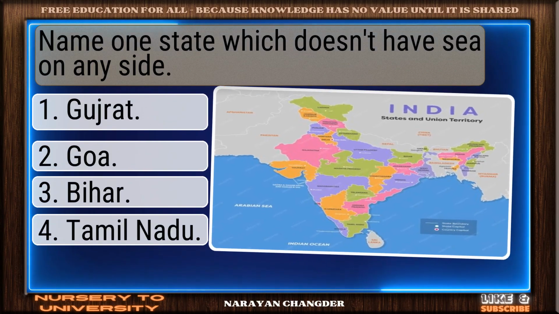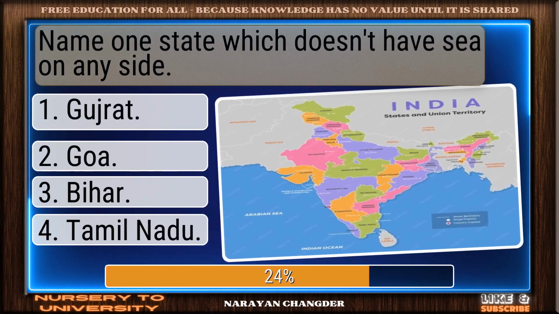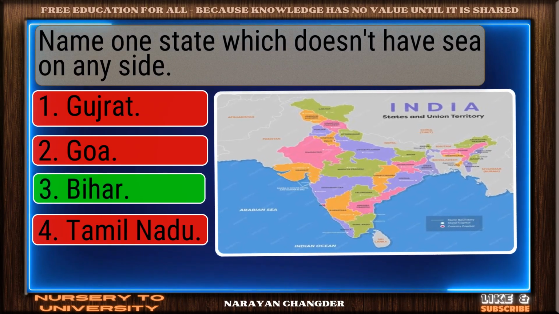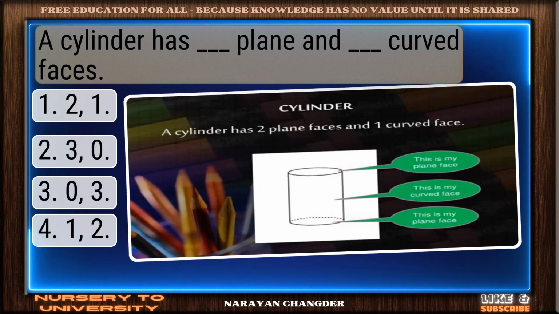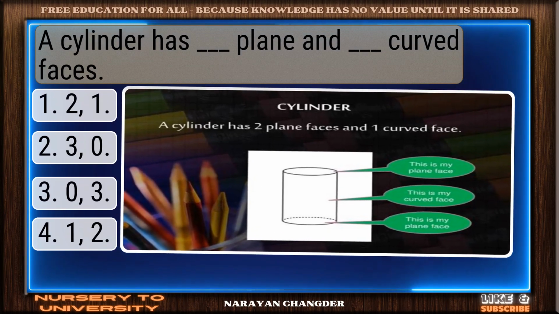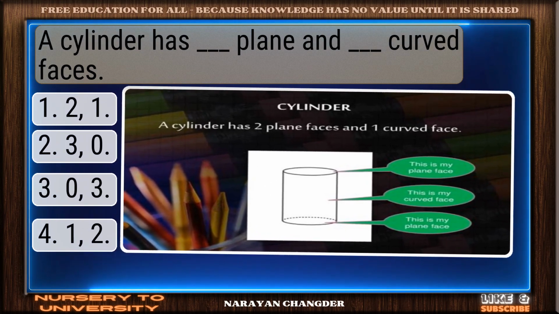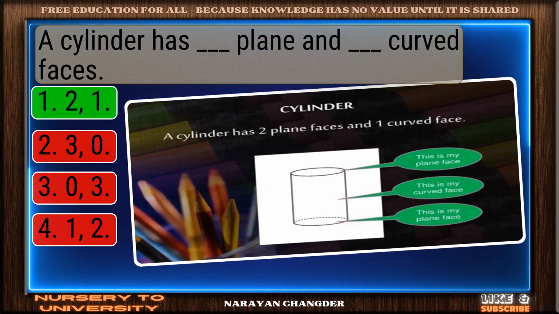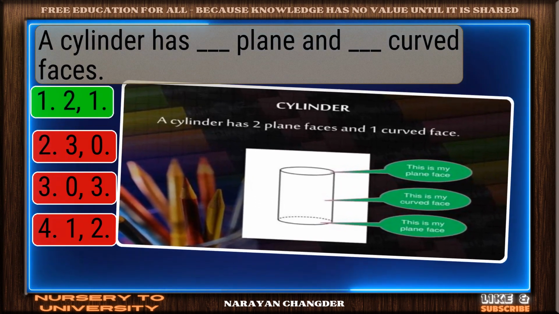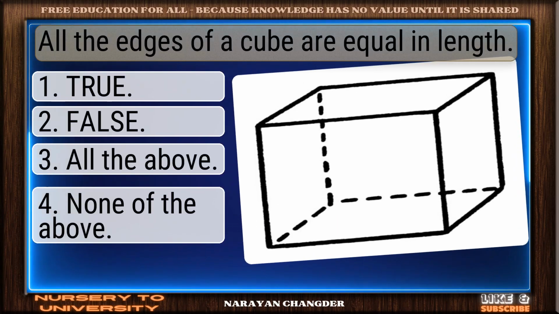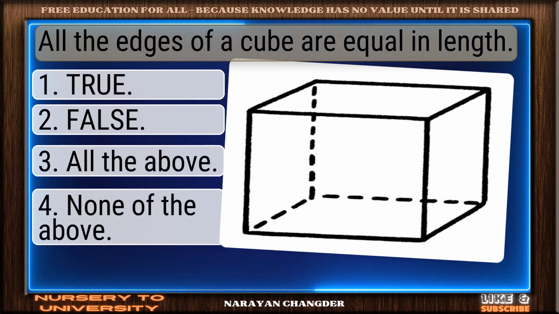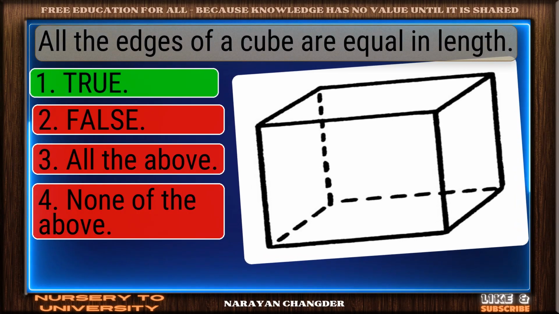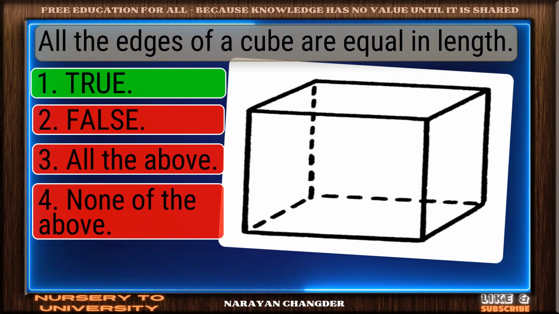Name one state which doesn't have sea on any side. On track. Bihar is the correct answer. A cylinder has dash plane and dash curved faces. Solid response. 2-1 is a valid choice. All the edges of a cube are equal in length. Excellent. True is a brilliant choice.